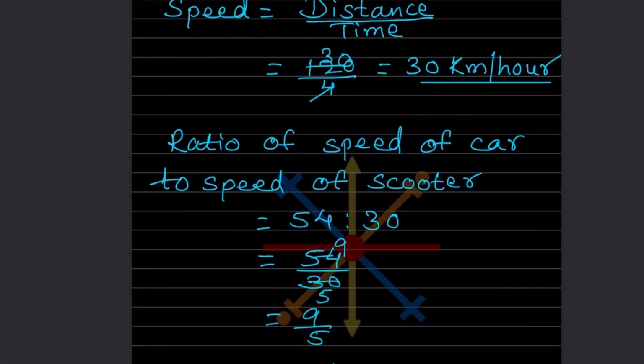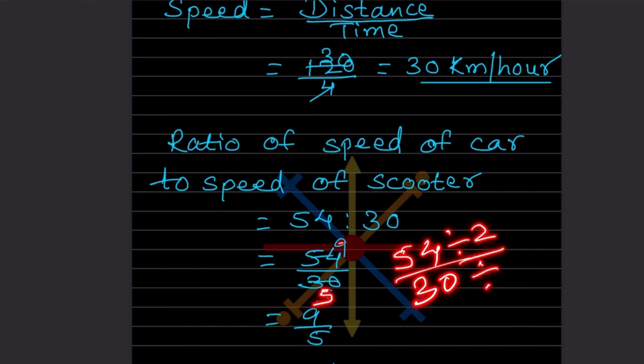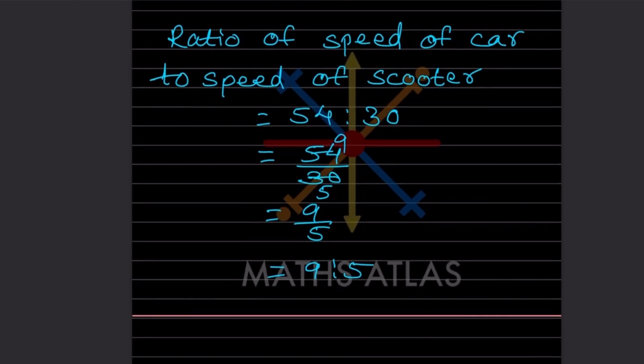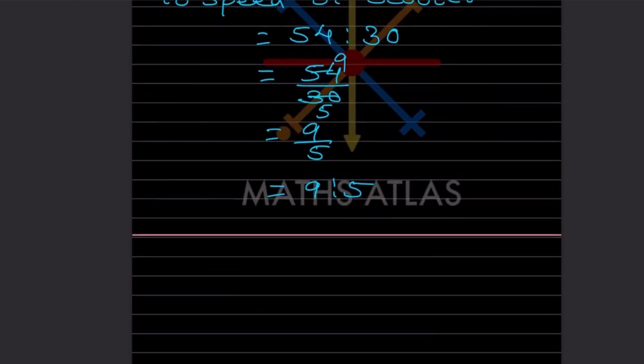So here we divide it, isn't it? 54 by 30. So what will be here? 6 5s are 30 and 6 9s are 54. Here also, as I told you, you can divide it by 2 if you don't know, but the steps are going to be more. Whatever it is, keep on dividing till you get the final answer. So this is 9 by 5 and the ratio is going to be 9 is to 5.